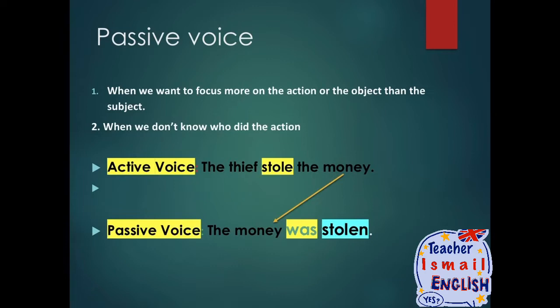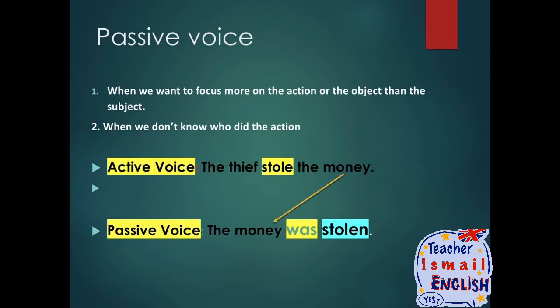For example, we have: the thief stole the money. This is a sentence in the active voice. The thief stole the money. So in the passive, you can say the money was stolen. The most important thing here is that the money was stolen. So we don't know who did that, who stole that money.